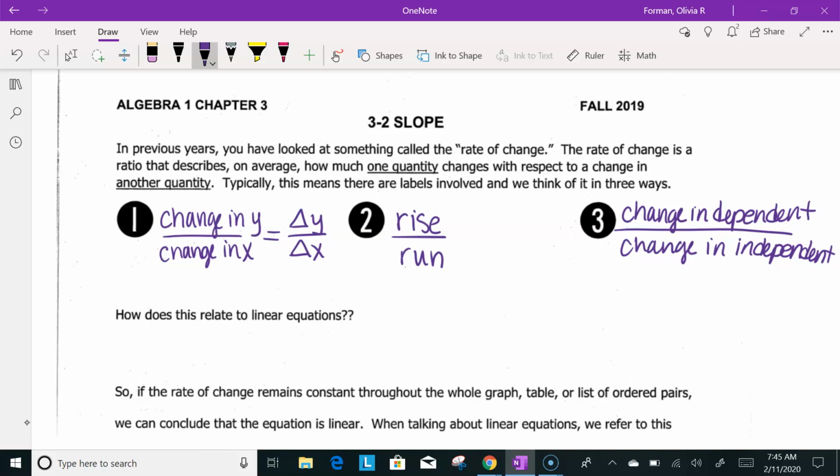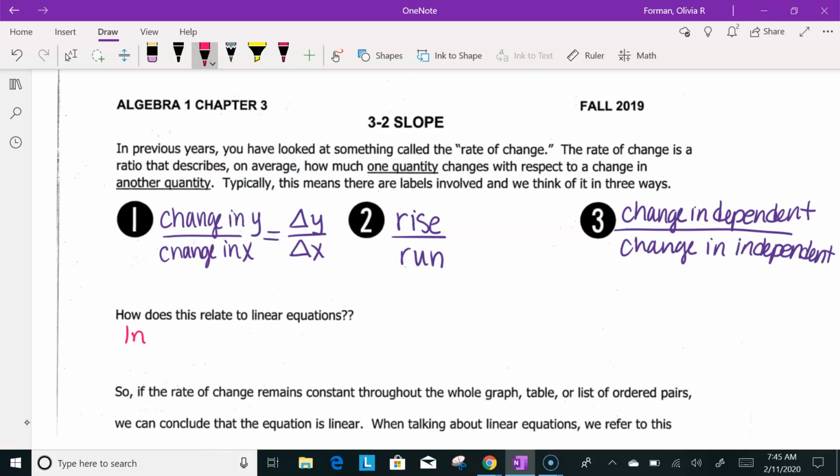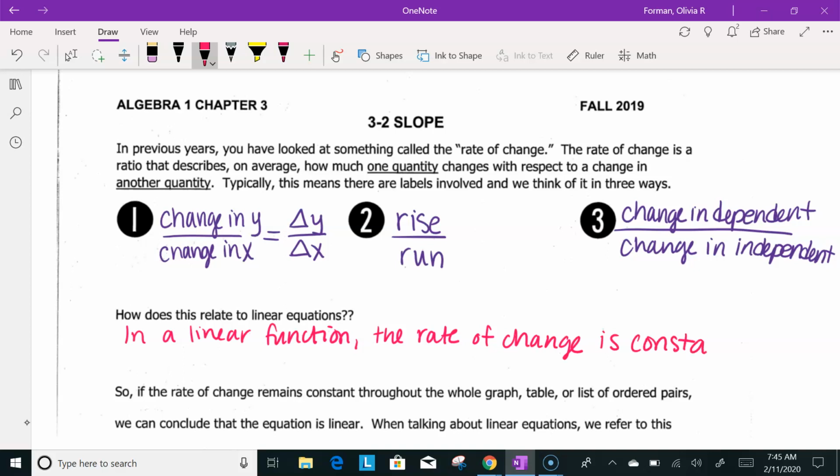So then it says, how does this relate to linear equations or linear functions? What we're going to say is that in a linear function, the rate of change should stay constant. It's really linear functions there. In a linear function, the rate of change is constant, which means that it's going to stay the same.